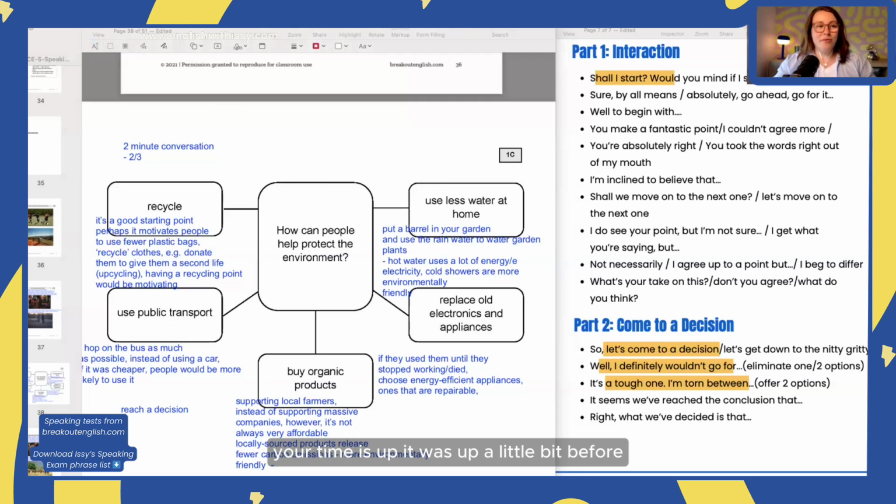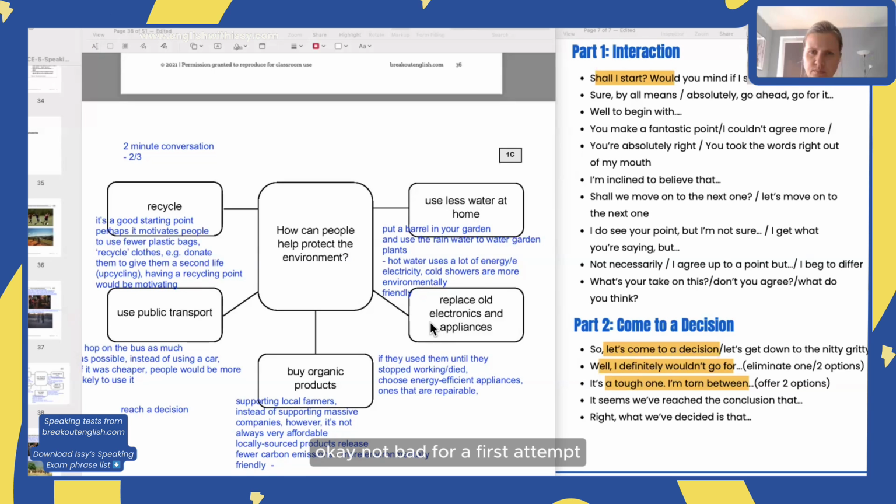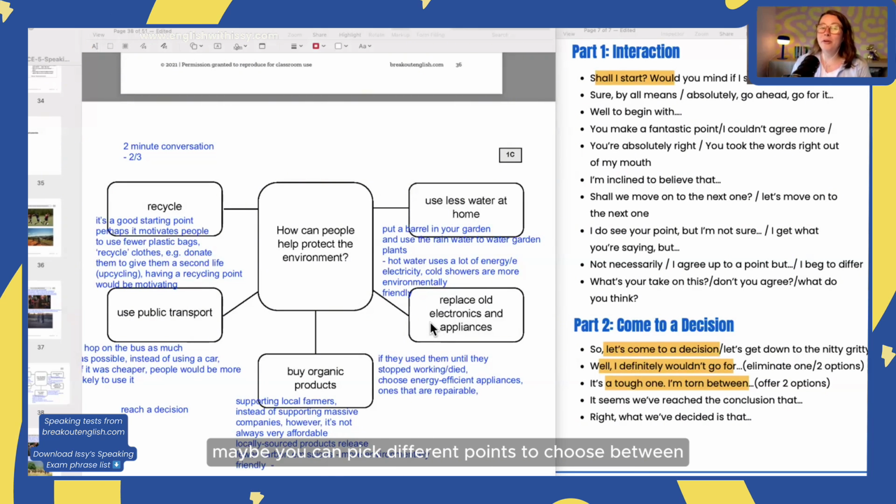It was up a little bit before, I'm afraid, so we didn't quite manage to reach a decision in the 60 seconds, but you did a good job, Ursula, of giving Michaela 2 options to choose from, and you guys were getting closer to reaching a decision. Okay? Not bad for a first attempt. I'm going to ask Collin and Gosia to do the exact same thing now. Maybe you can pick different points to choose between.